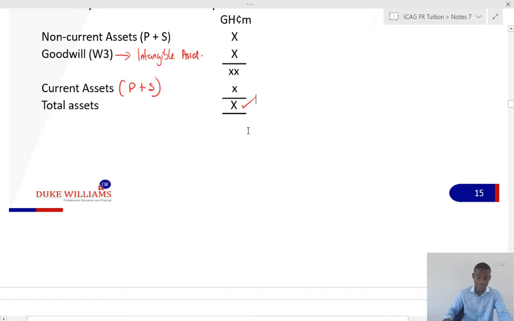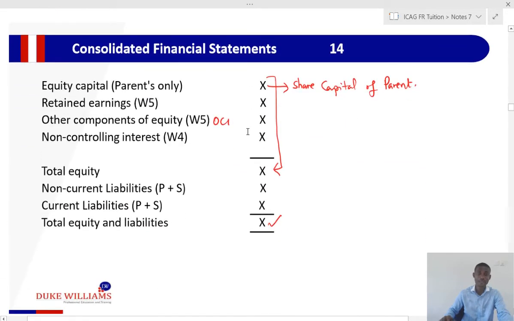So this is a simple pro forma just to capture your mind that we are consolidating. We are adding across the assets and liabilities of the parent, and also we are consolidating the retained earnings and so on. So we need to look at this pro forma. It's a must learn, and as we progress and we are solving questions, you will learn how we can easily build up this pro forma from a given question.